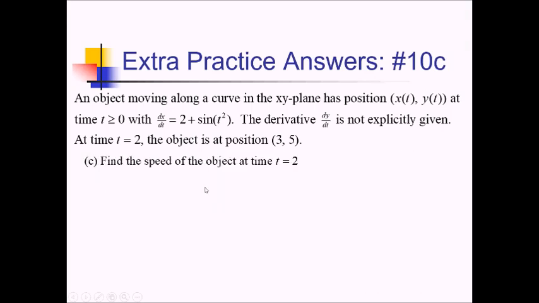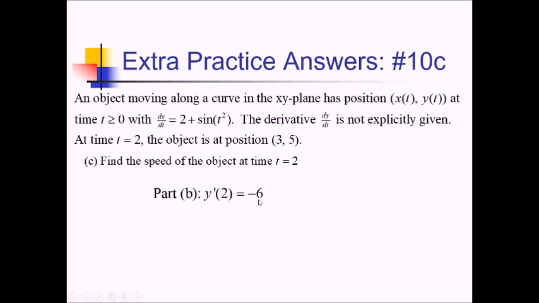On this part of the problem, we want to find the speed of the object at time 2. So it's crucial to recall for this one from part B that y prime of 2 was negative 6, because they didn't give us that. They didn't give us an explicit function for y prime, so we have to use this one little value here.